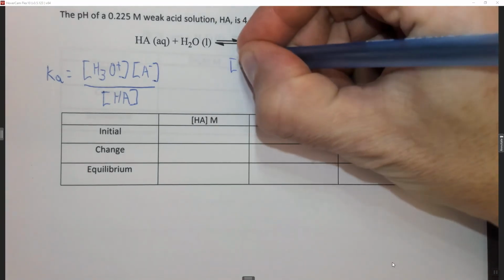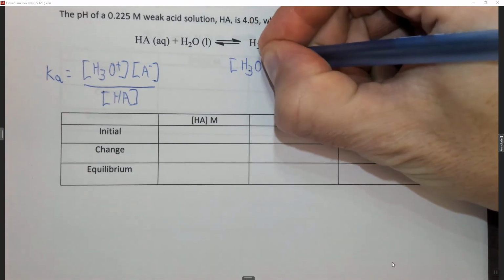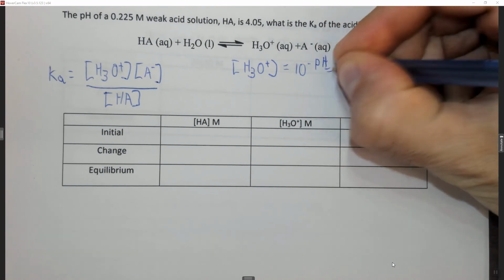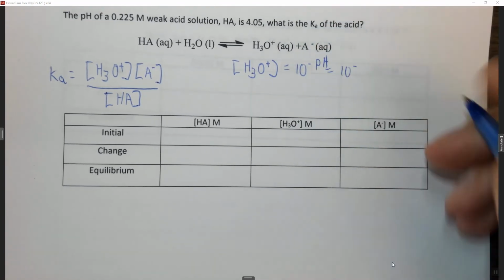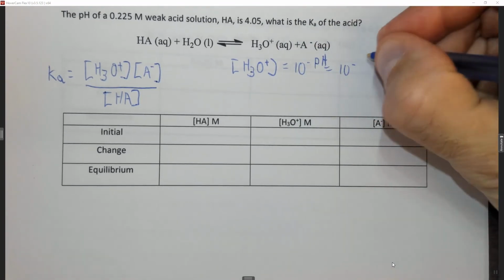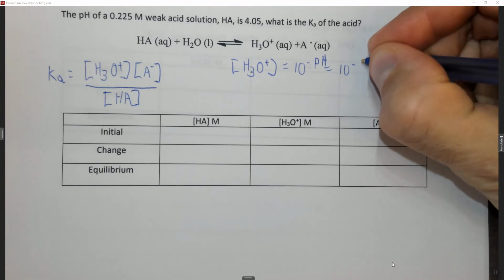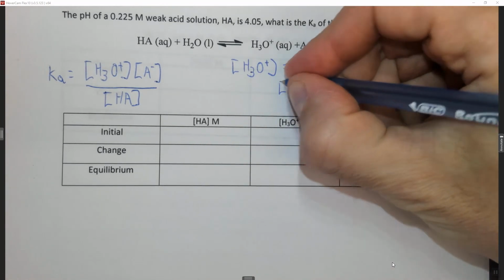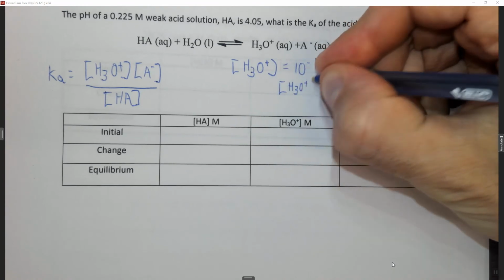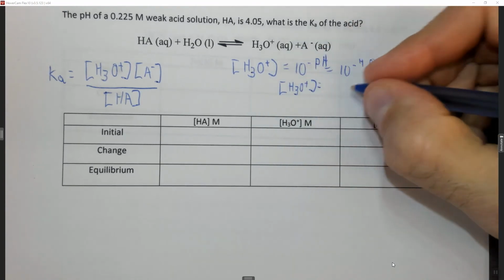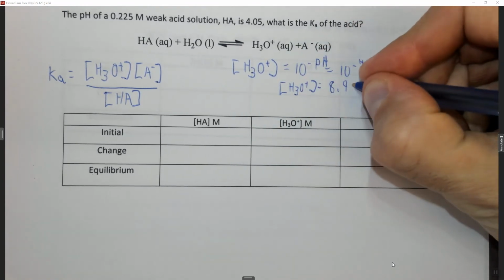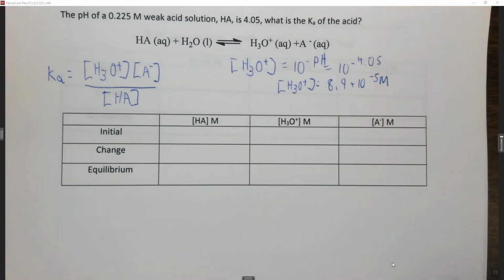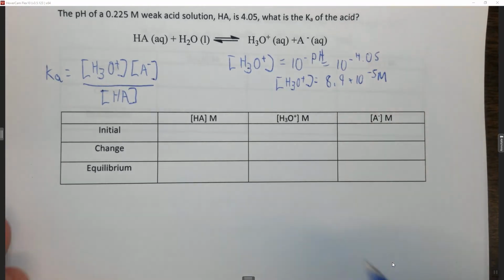Well, we could find the concentration of H3O plus by taking 10 to the negative pH, which in this case is 10 to the negative 4.05, which will give us a concentration of H3O plus equal to 8.9 times 10 to the minus 5 molar. So now we can plug in the ice table.